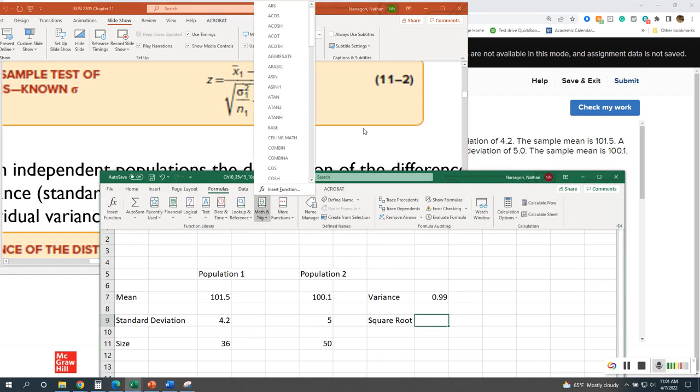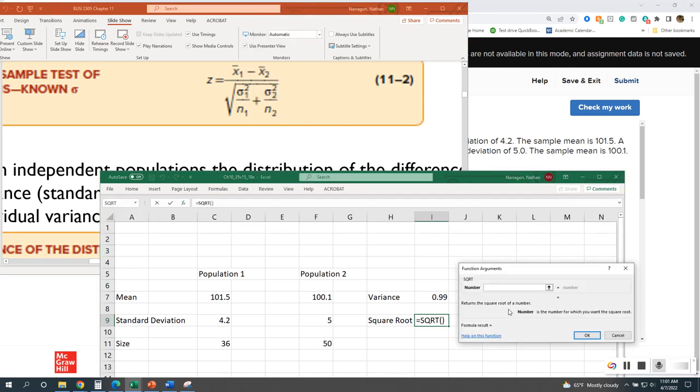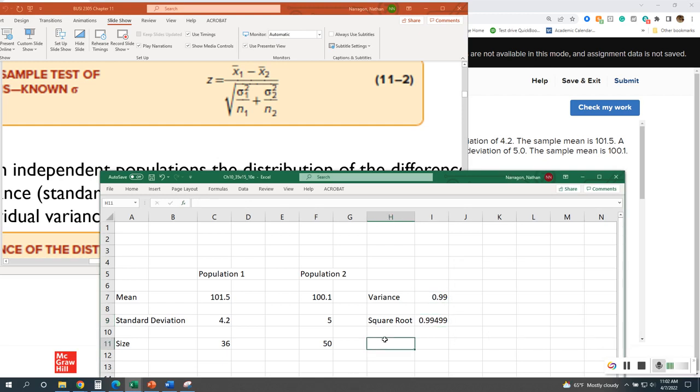So again, formula, math trig, square root. And again, I'm breaking it down. There is always more stuff in Excel that we can actually use, but we're just going to go with the pattern right here. Now, let's finish up the formula. Let's go test stat equal to, in parentheses, our 2 means minus each other, close parentheses, divided by our now square root.